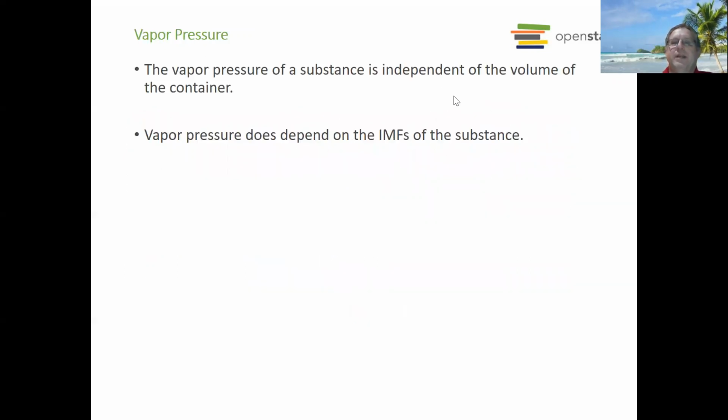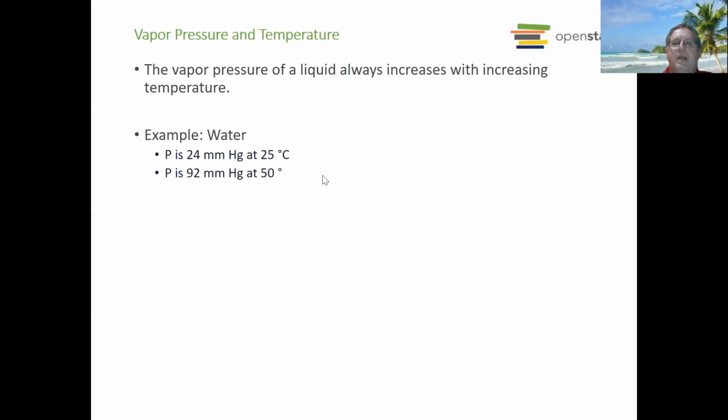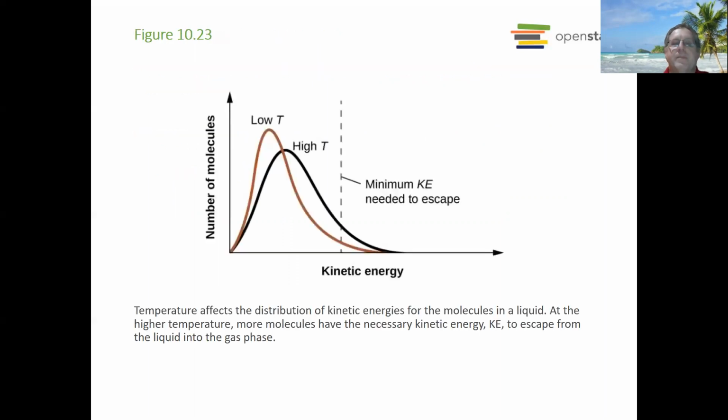So the vapor pressure is independent of the volume of the container, but it does depend on the intermolecular forces of the substance. Now, water has higher vapor pressure the higher the temperature it goes. This is what you would expect, because at low temperature, a very small number of particles are going to have the kinetic energy to escape that surface tension, those intermolecular forces. As I increase the temperature, a greater and greater fraction of those molecules are going to have that.